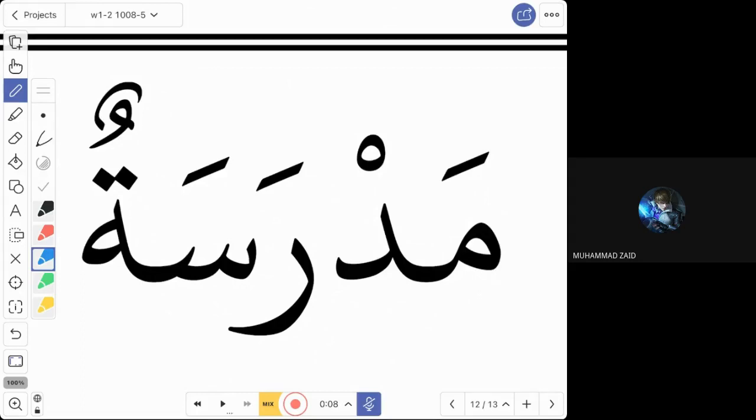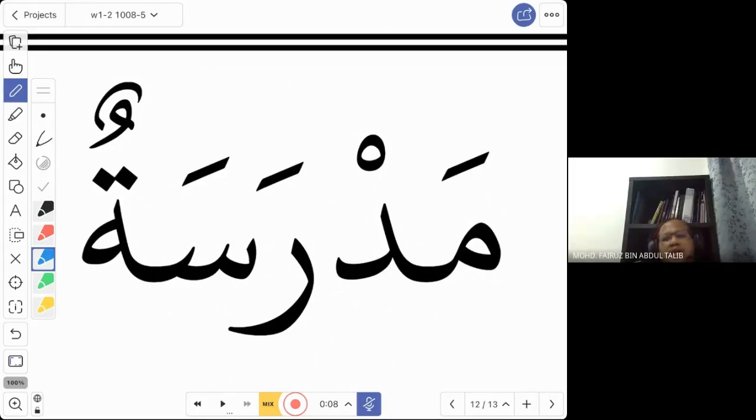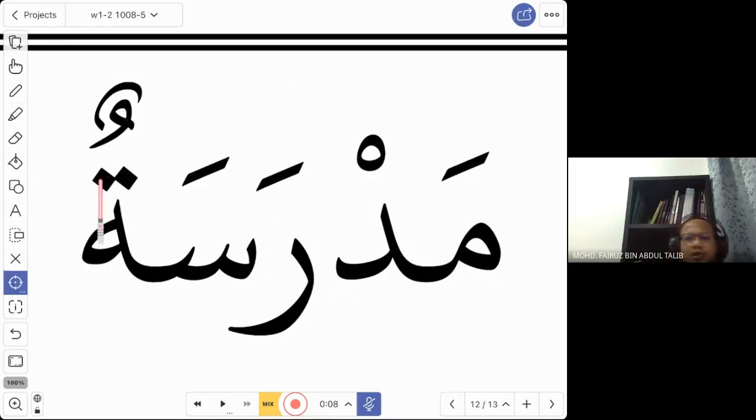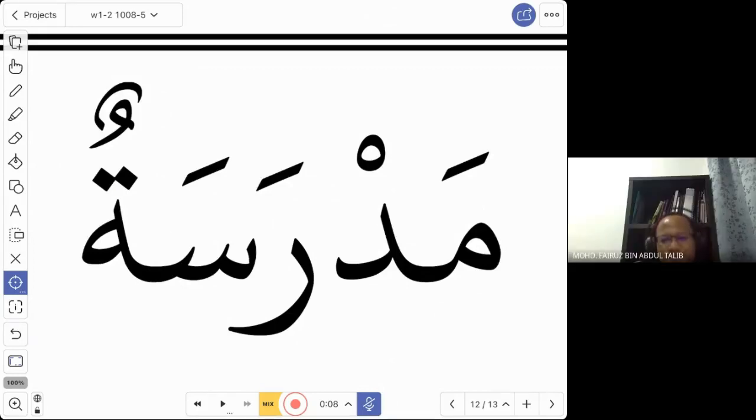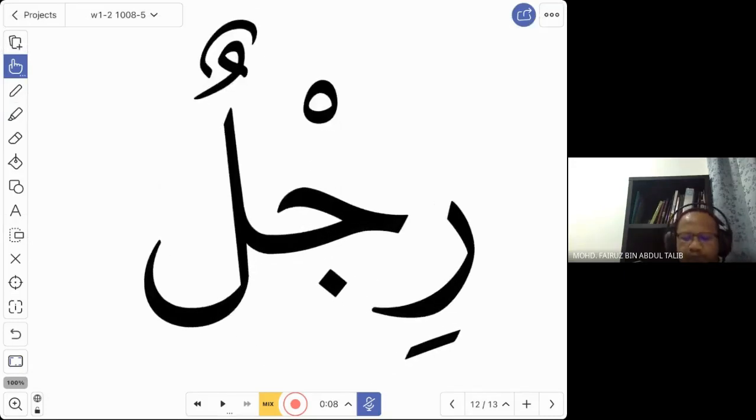Madrasa. Madrasa, yes, correct. Or you can also read with the tanwin, madrasatun. Madrasatun is a noun because, okay, who knows what is a madrasa? School, correct. So madrasa is a school, a building, that is a noun. Isim.